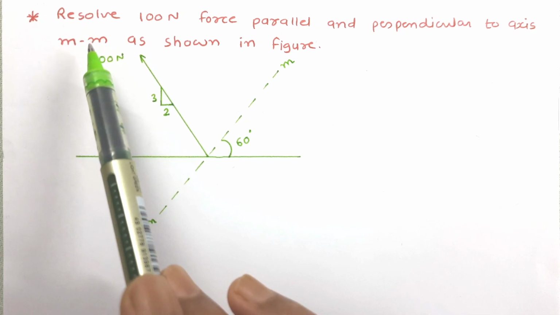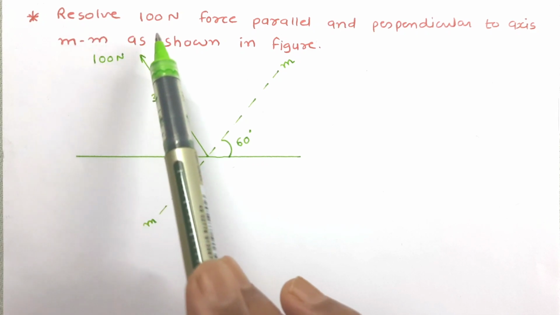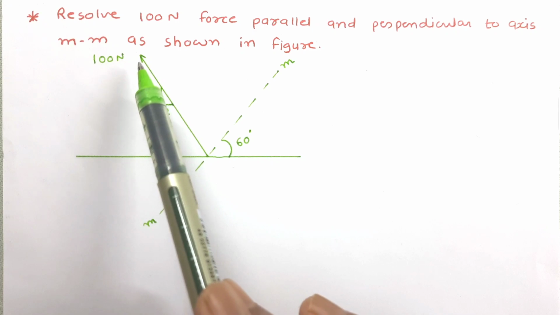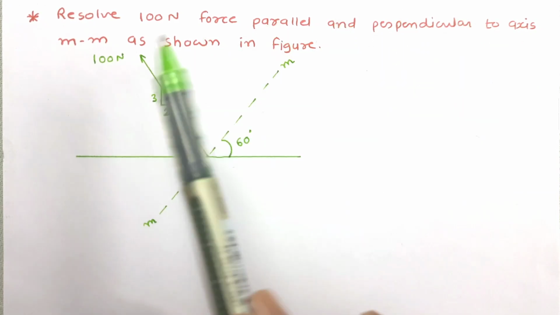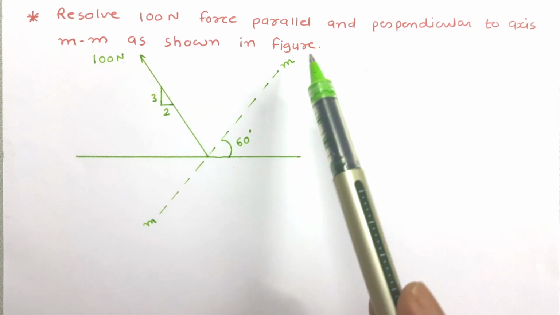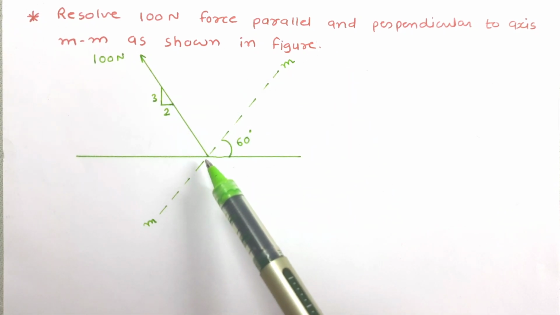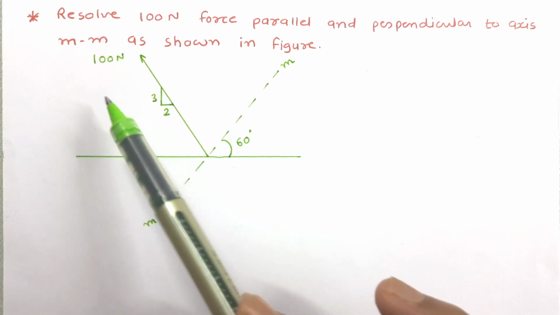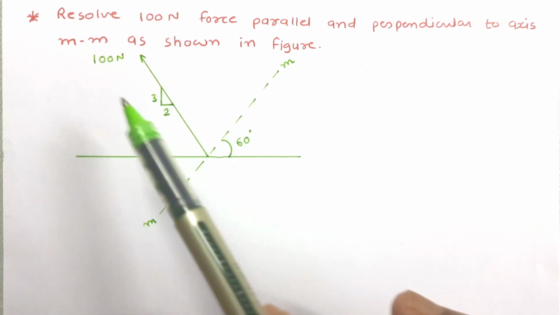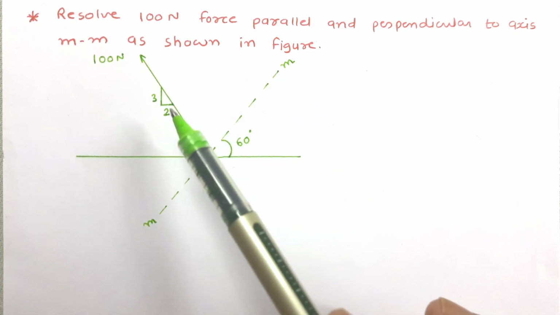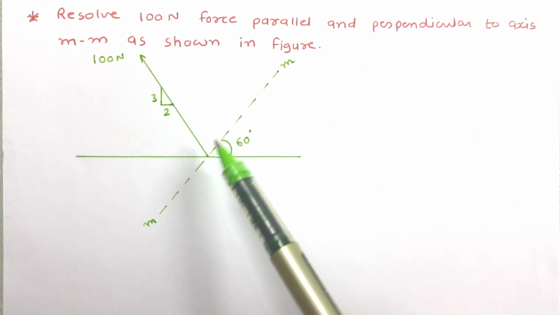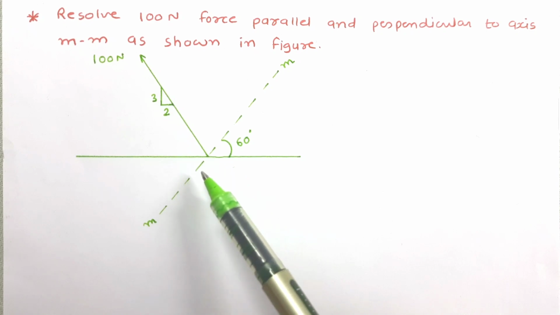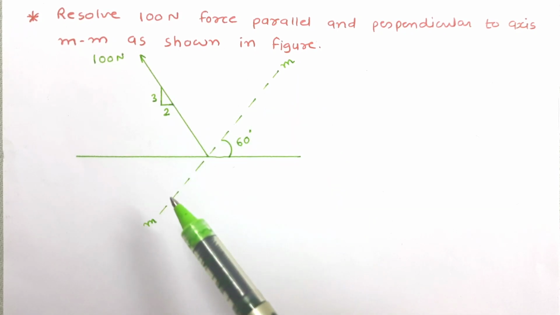So this is the given example. Resolve 100 Newton force. This is 100 Newton force which is to be resolved parallel and perpendicular to axis mm. So this is the parallel direction to mm, and in the perpendicular direction to mm, we want to resolve this 100 Newton force. So let us try to draw a new figure with parallel and perpendicular directions to mm.